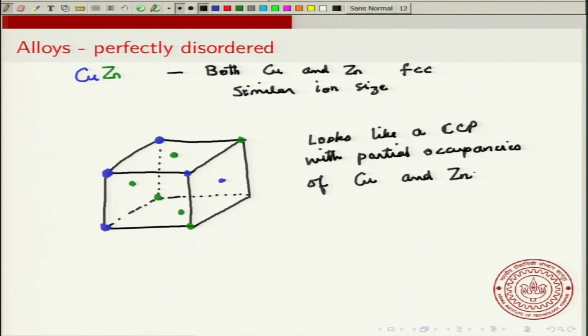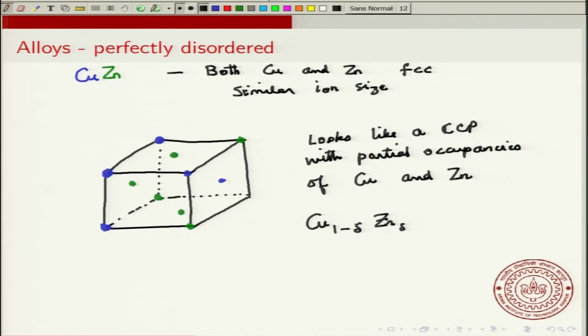Now, is this the only possibility? Now let us say you have a large amount of copper. You have copper, which is 1 minus delta, and zinc. You do not have 1:1. You have much more copper and much less zinc. Delta is very small. Delta is much less than 1. Then what are the possibilities that can take place?